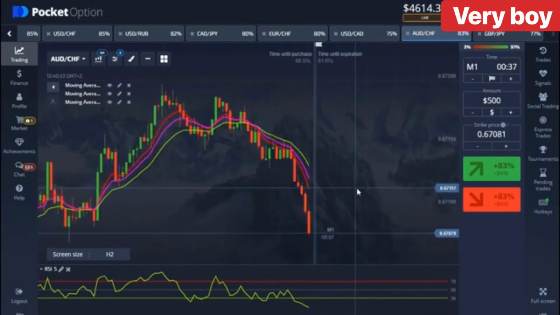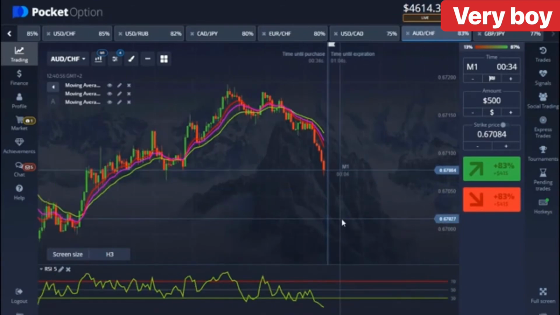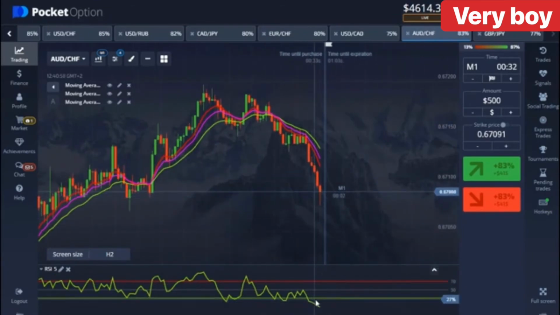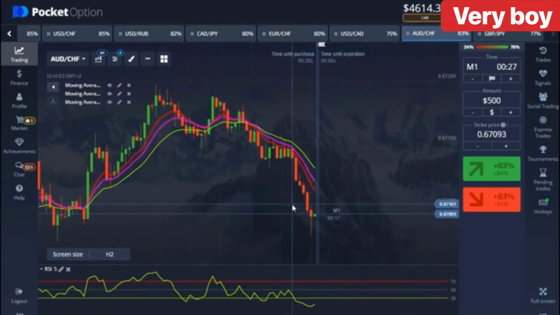So only take the trade if the RSI is heading down so well that, as you can see, there's no reversal happening now. So that's just all you have to keep in mind.